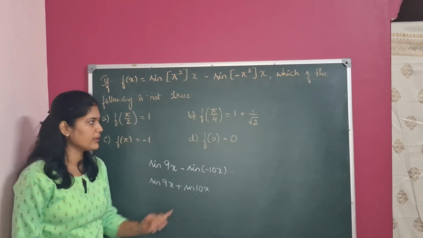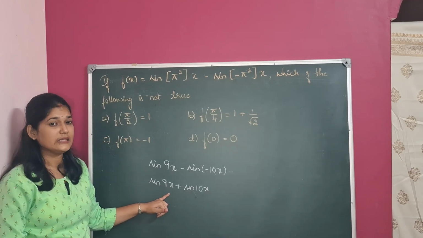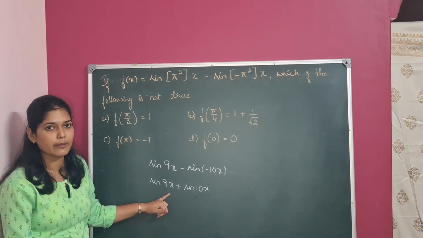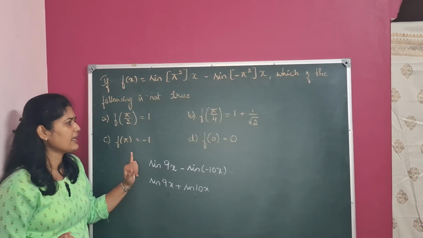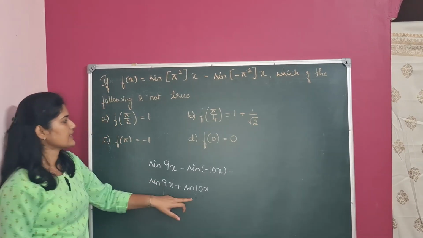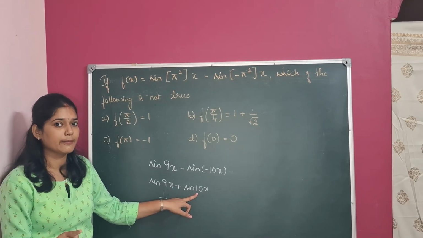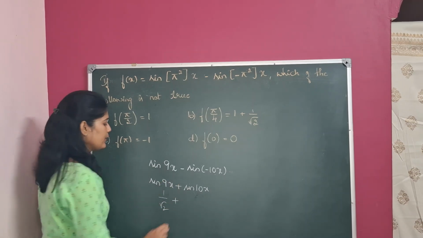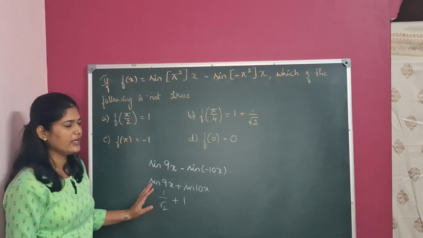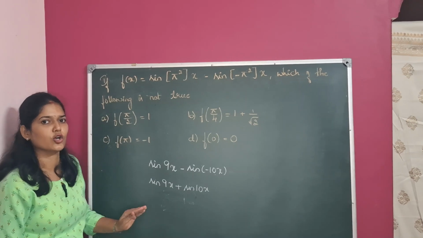Let us move to option B. If we substitute x equal to pi by 4, 9 into pi by 4 can be written as 8 pi plus pi by 4, which is nothing but pi by 4 itself. So sine pi by 4 value is 1 by root 2, plus sine 10 into pi by 4 means it will be reduced to 5 pi by 4. So it can be written as pi plus pi by 4, and its value is minus 1 by root 2. Therefore, the answer is 1 by root 2 plus 1 by root 2, which is also correct. Therefore, this cannot be the answer.